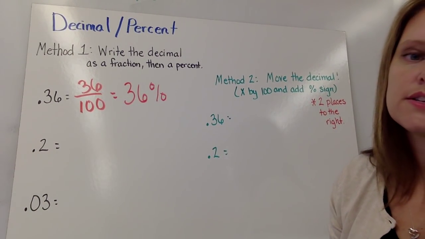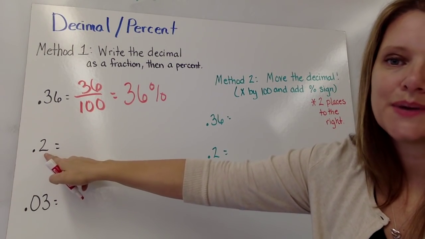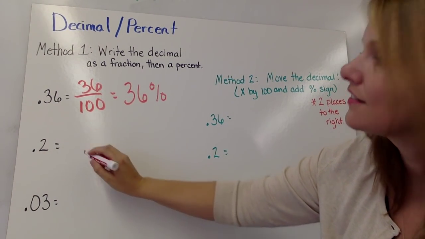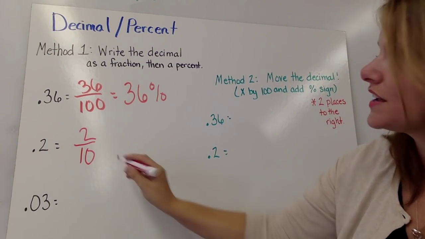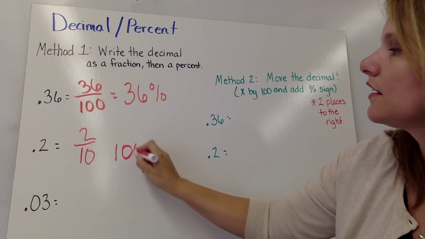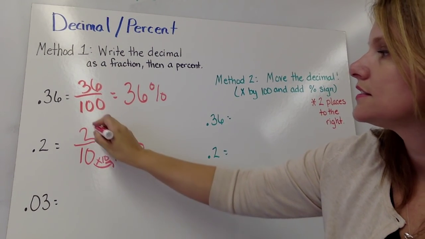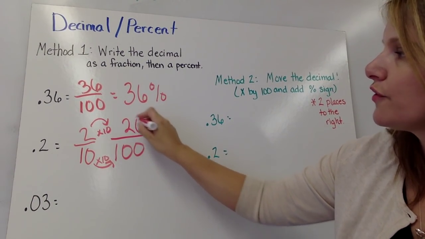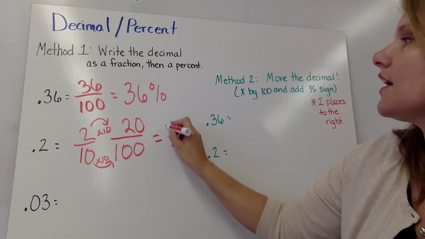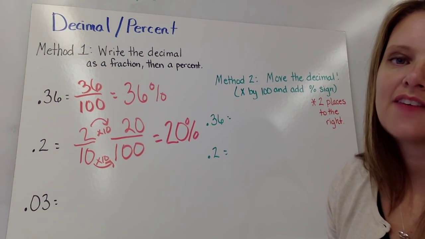Those are all equivalent. Now let's look at this one. Well, we have 2, and it's in the tenths place, so we're going to write it over a tenth. Okay, so 2 tenths. We can change that to 100, times 10 times 10. And we get 20 over 100, which is the same thing as 20%. So now we have it as a percent.